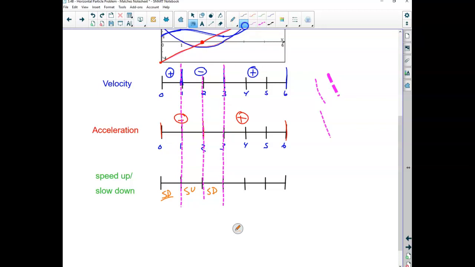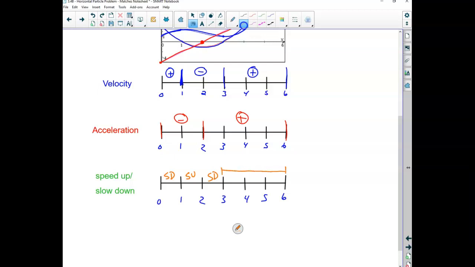And I really don't like the way I'm doing this. I'm going to back this up, sorry. So I'm going to throw all these down here. We said 0, 1, 2, 3, 4, 5, and we come back on 6. I know from 0 to 1, I was slowing down. Then I sped up. Guess what I did now? I slowed down again. And then from 3 all the way to 6, I sped up, didn't I?